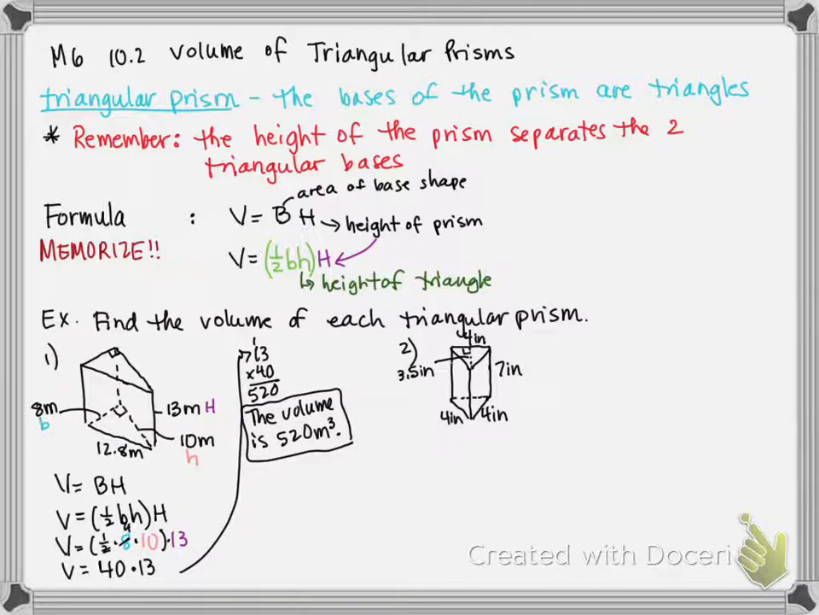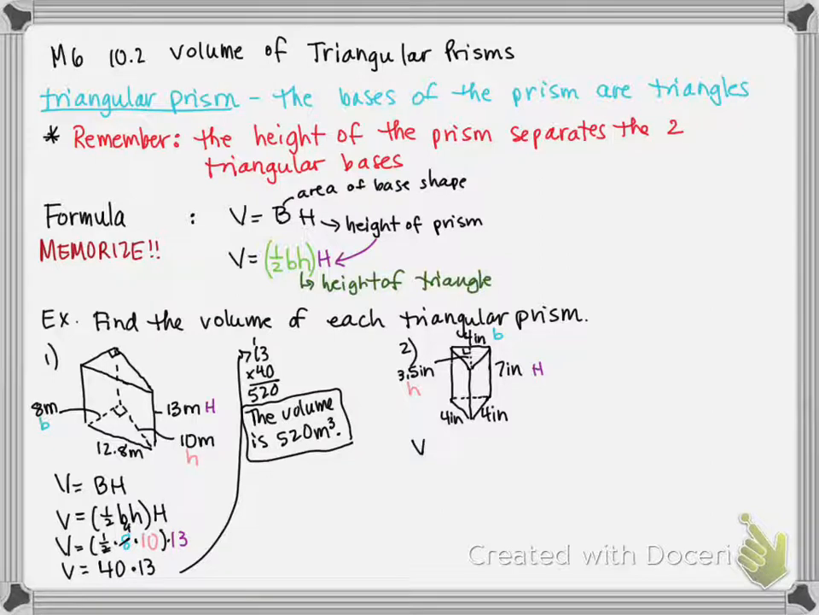Okay. So, let's label what we got. Because we need 3 numbers in our guy here, and we've got way more than that. So let's start with the base of the base. That would be the 4 inches on top, because that's where they show me the height of the triangle. And then the height of the triangle is going to be the 3.5. That's that little h. And then the height of the prism is going to be the big H, which is the 7, because that separates the triangle from the triangle. Okay.